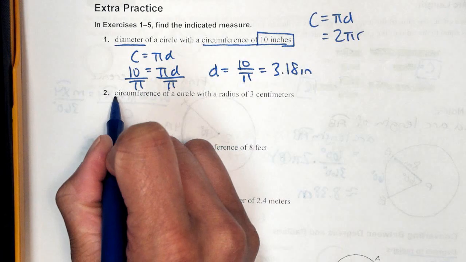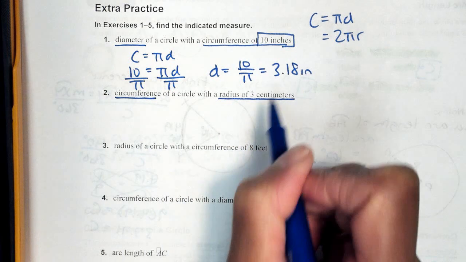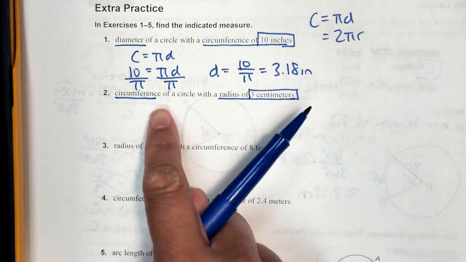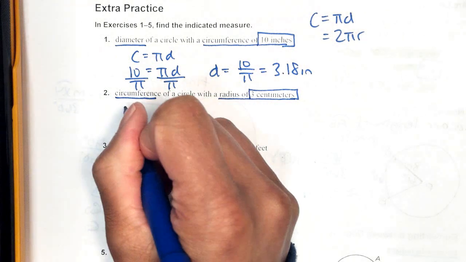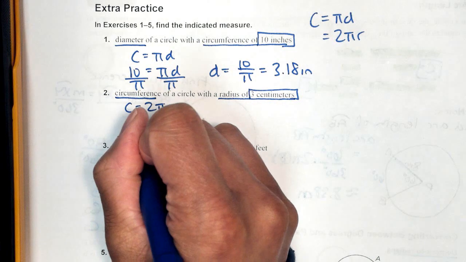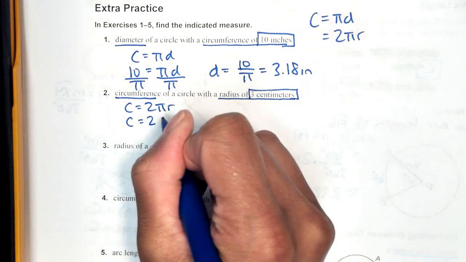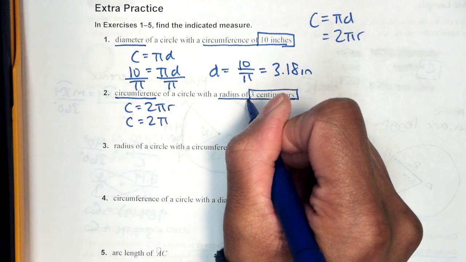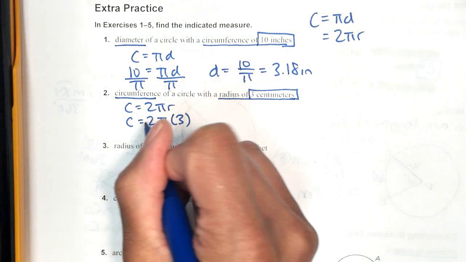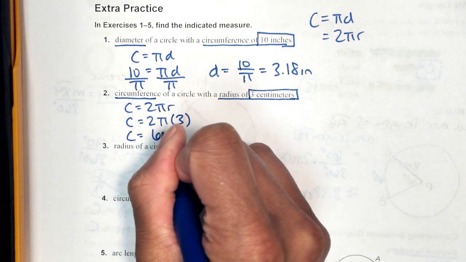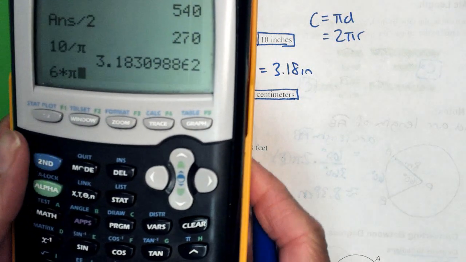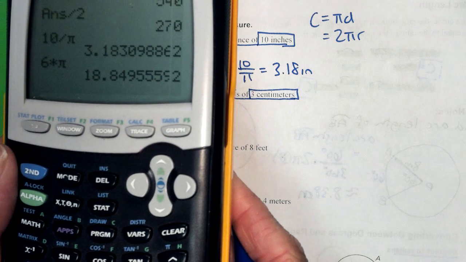We need to find the circumference with a radius of 3 centimeters. So this one we have radius, and we're looking for circumference. So we're going to use 2 pi r for this one. So C equals 2 pi r, and we don't know what the circumference is, so we'll leave it as C, and then 2 pi, and this is the radius of 3. So we're plugging that in for r. So we know that C equals 6 pi, and so we have 6 times second caret pi, and we get 18.85.